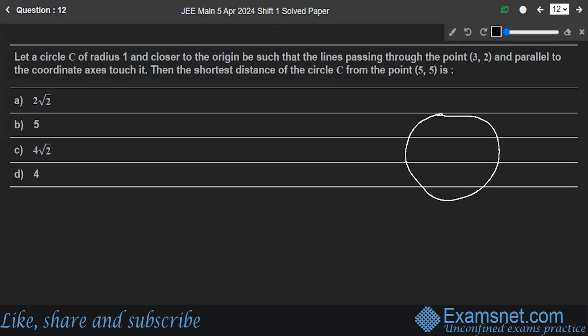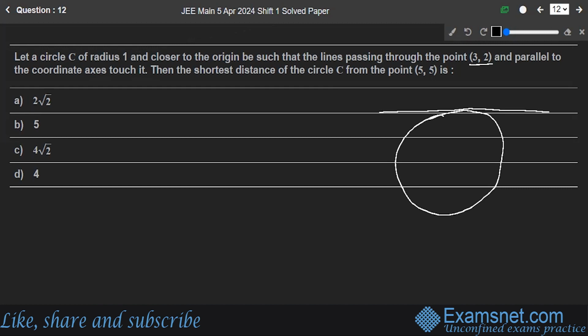And according to the question, there is a point (3, 2), and this circle touches the lines through this point and parallel to the coordinate axis. First of all, let's make the lines which are passing through this point and parallel to the coordinate axis. Here is your circle. This is the line y equal to 2 and this is the line x equal to 3. And here is the radius. It's given in the question that this is equal to 1, this is also equal to 1, and this is also equal to 1.